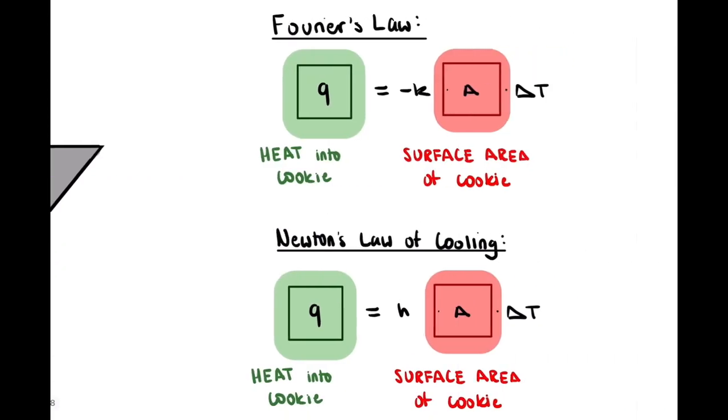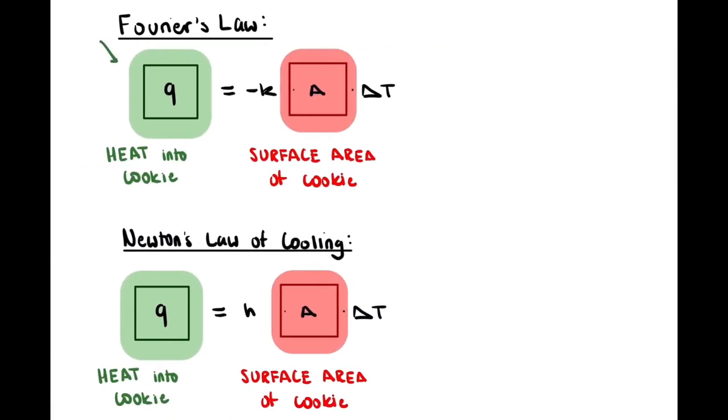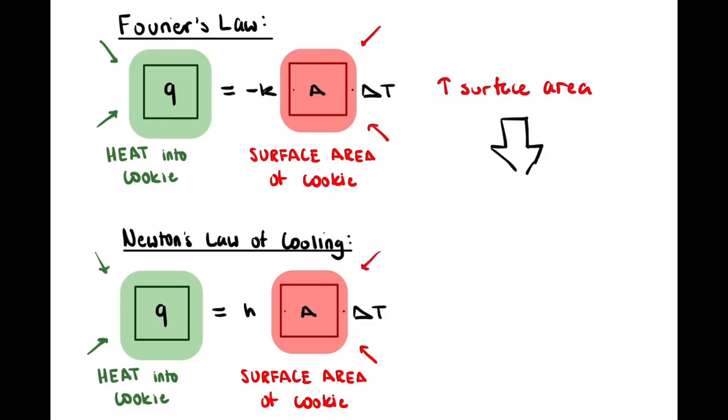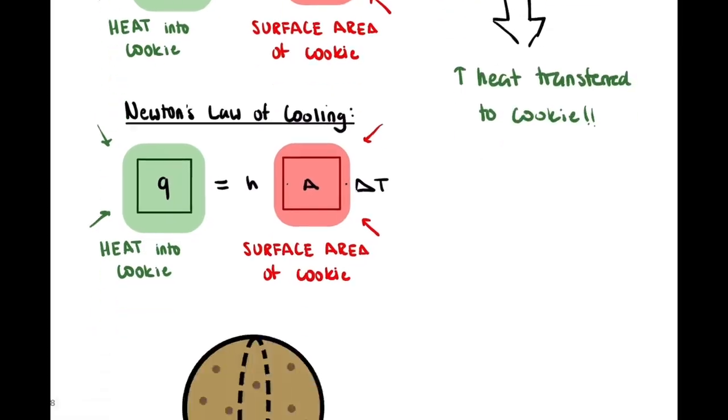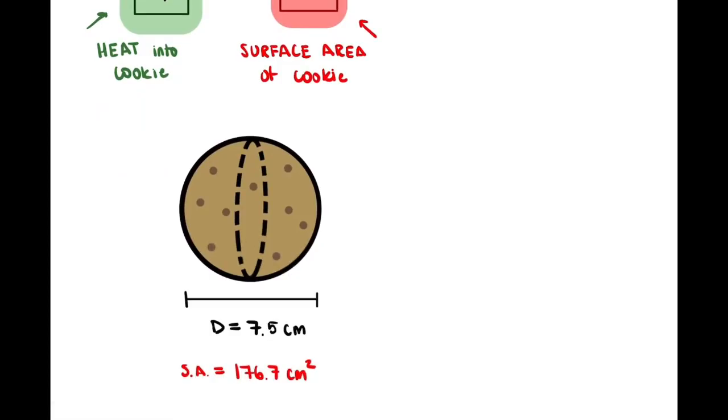We can also describe these processes mathematically using equations developed from Fourier's law and Newton's law of cooling. These equations describe conductive and convective heat transfer respectively, where Q is heat energy transferred into the cookie and A is the surface area of the cookie dough. Because these variables are directly proportional, more surface area of cookie dough means more heat is transferred to the cookie in the same amount of time, leading to faster baking.